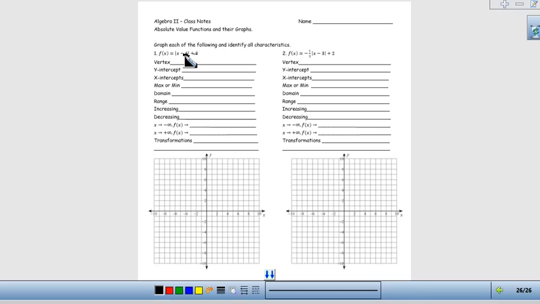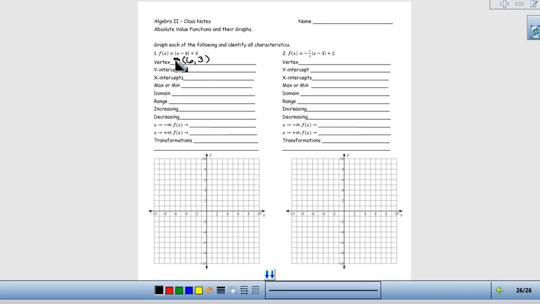The vertex does come from these two numbers, just like it did when we were graphing parabolas. The inside number is your h, and you will need to change the sign of the h. The outside number is your k, and it will remain the same. So my vertex is at +6, +3.